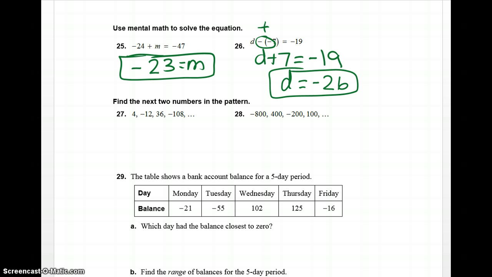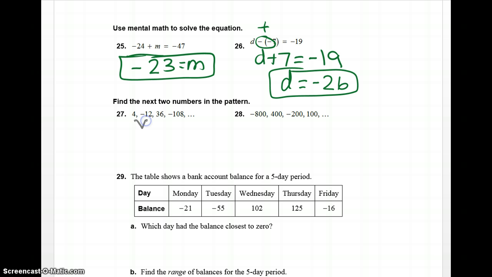For 27 and 28, they want you to find the next two numbers in the pattern. So our first job is to identify the pattern. So I'm going to look at 27. I'm going to first notice that every other integer is negative. So that means I'm going to be doing some operation with a negative integer. So I'm either adding, subtracting, multiplying, or dividing. Now, since it is every other that is negative, it's going to be multiplication or division. I see my numbers are getting bigger, so I know it's going to be a multiplication.